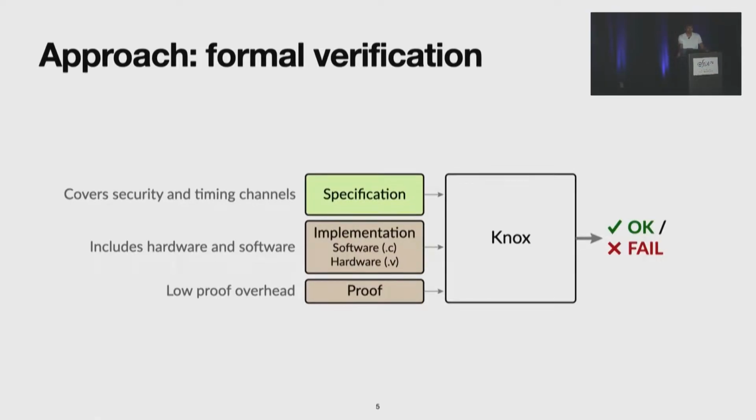Our approach was to use formal verification using a new verification framework we built called Knox. Knox supports high-level specifications that cover not only functional correctness, but also security and timing side channels. In our setting, verification spans both hardware and software, so we're able to capture bugs in both and also in the complex interactions between hardware and software. And Knox uses symbolic execution, so it's highly automated and has low proof overhead of less than one line of proof per line of code in the implementation.